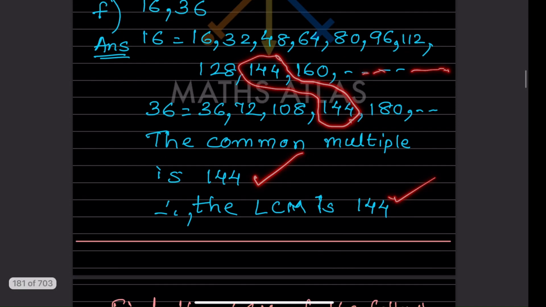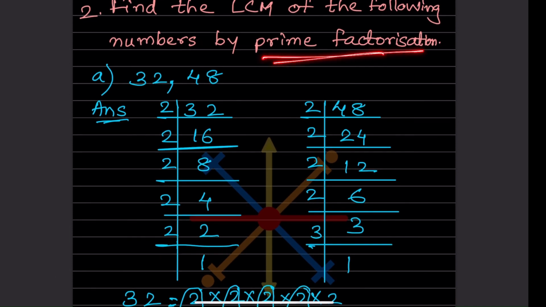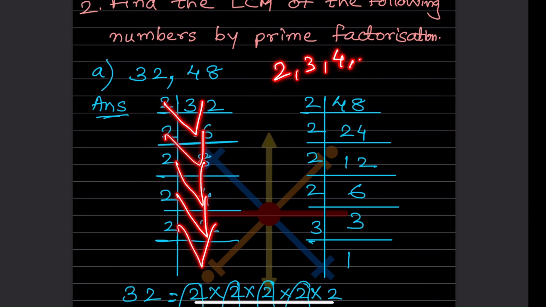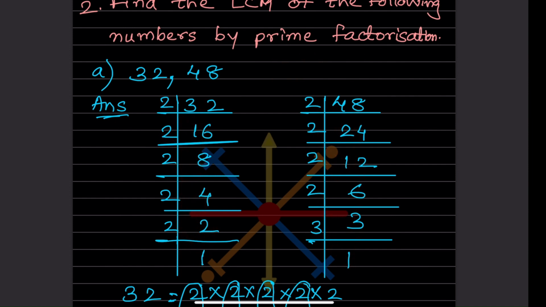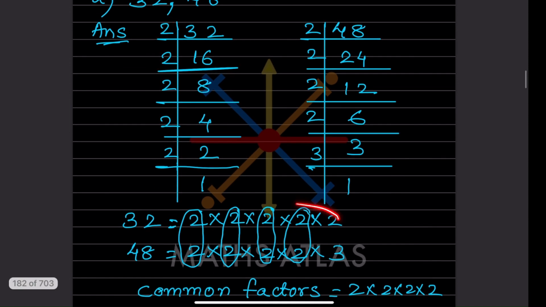Now they said find the LCM of the following numbers by prime factorization. This is the prime factorization. Always in prime factorization, start with the number 2, then 3, 4. You cannot jump to the higher one. So 2 16s are, 2 8s are, 2 4s are, 2 2s are and 2 1s are. 2 24s are, because this is not possible, 2 3s are and 3 1s are. These are the factors. So for 32 the factors are this one, and again for 48 the factors are this.